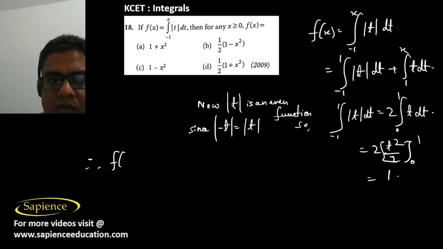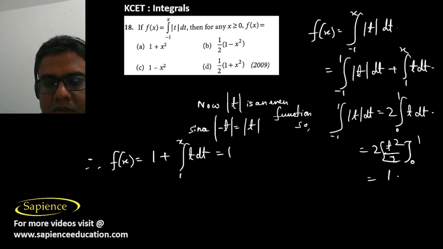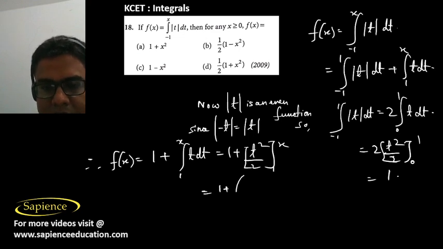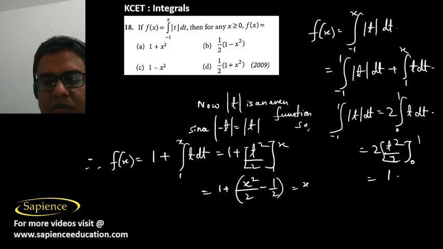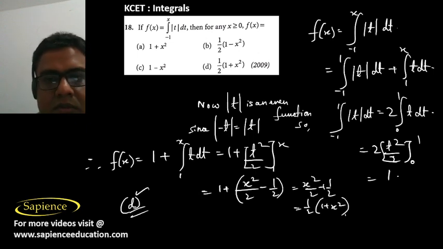Now therefore the function f of x is equal to 1 plus the integral from 1 to x of t dt, that is 1 plus t square by 2 going from 1 to x. So this is 1 plus x square by 2 minus 1 by 2. This is x square by 2 plus 1 by 2, that is equal to 1 by 2 into 1 plus x square. This option D is the correct answer. That was the 15th one.